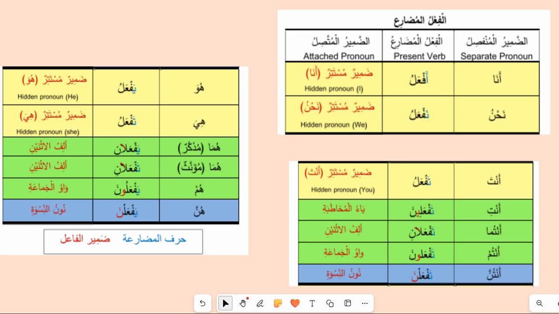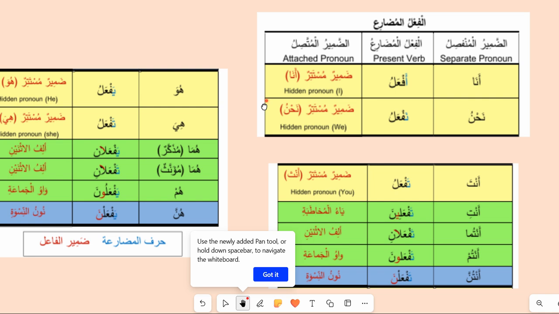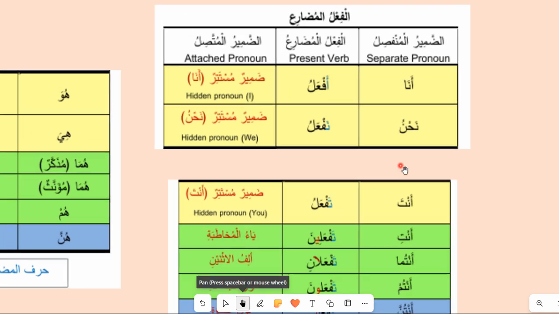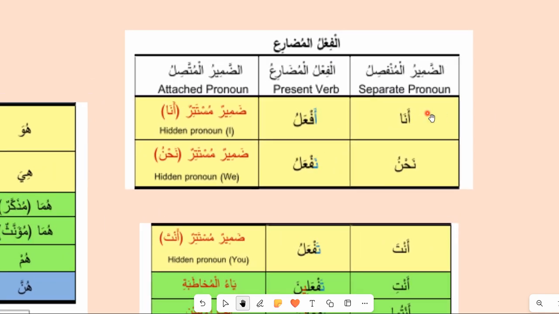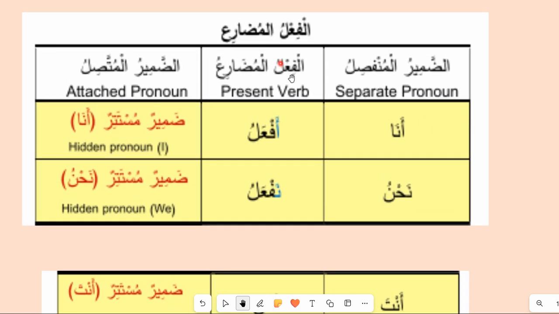Let's see that first. I have this divided into the mutakallim ones, then the mukhatib, the second person, and then comes the ghaib. In order to understand this table, let's start from the beginning, little by little. Let's first do the mutakallim ones. In the mutakallim, there are always two damirs: ana and nahnu.